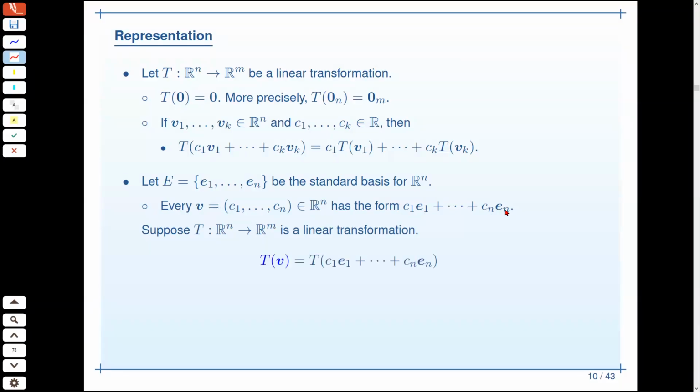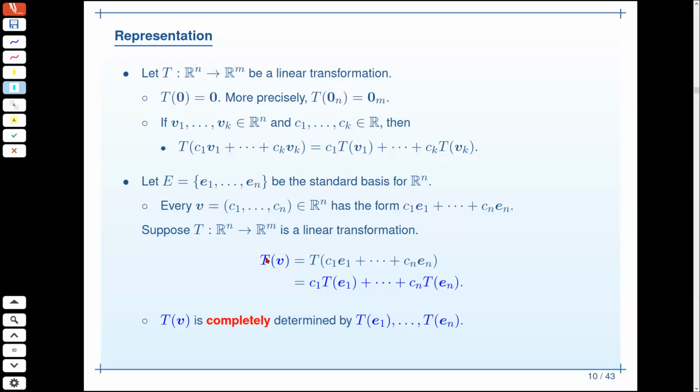So TV can be written as, V is C1 E1 plus until Cn En. Now using this property, this is C1 times TE1 plus until Cn times TEn. So as long as you know the images of TE1 until TEn, then you know the images of all other vectors. So again, we pay more attention to what happens on a basis rather than every general vector. So we can say informally, TV is completely determined by TE1, TE2, TEn.